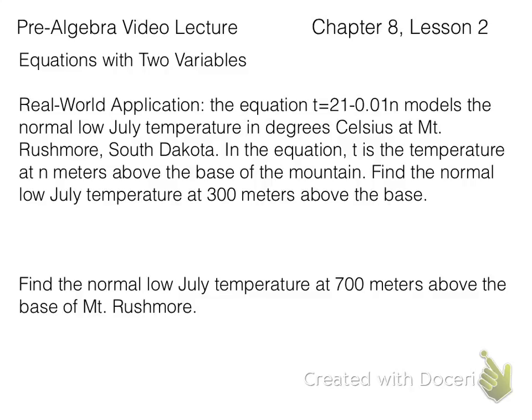So find the normal low July temperature at 300 meters above the base. We're going to take the equation, and again, T is temperature and N is the number of meters above the base, and we're going to replace what we know. Well, we know that N is 300 meters, because it even tells us right there, okay?